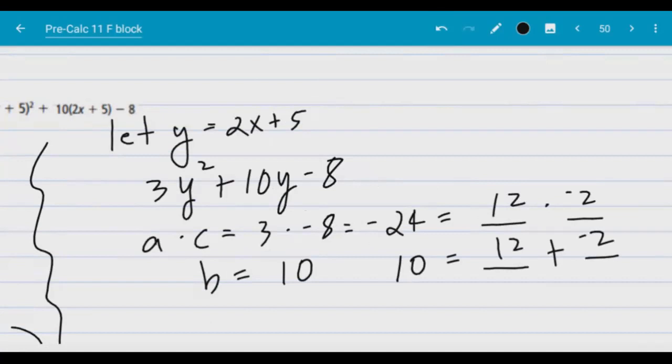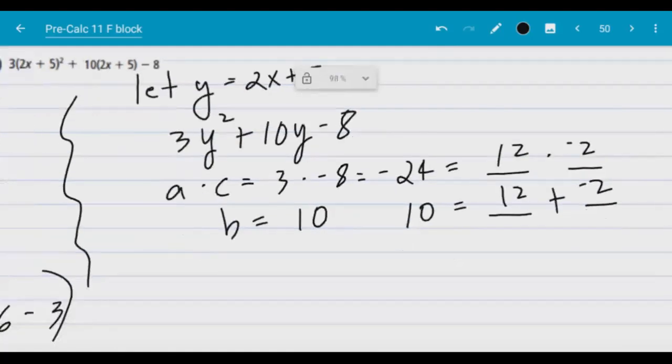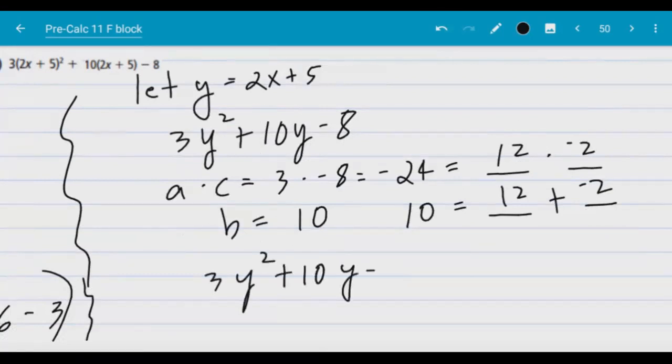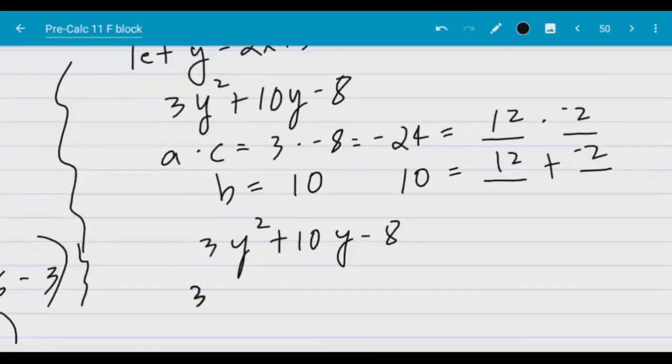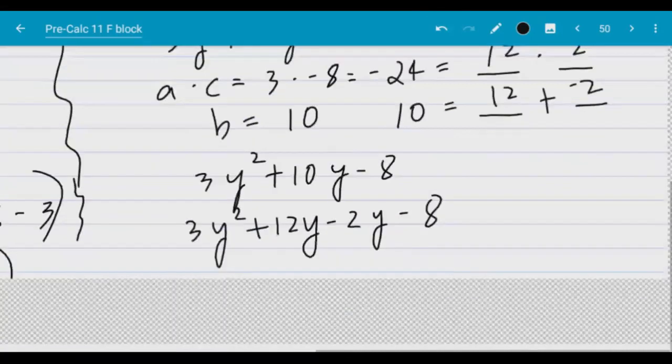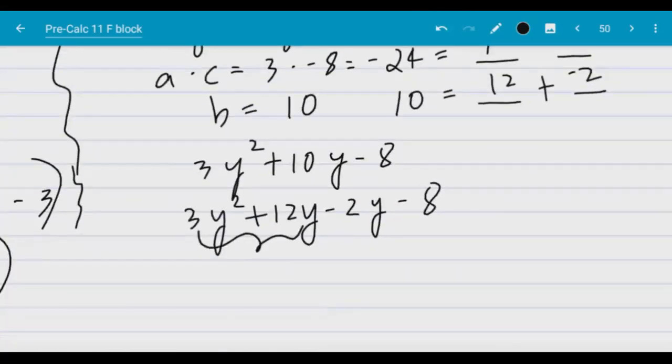All right. And then what? We are going to replace the middle term, the 10y, with these two numbers. You got it? So let's see. 3y squared plus 10y minus 8 becomes 3y squared plus 12y minus 2y minus 8. And we are again factoring the first two terms.